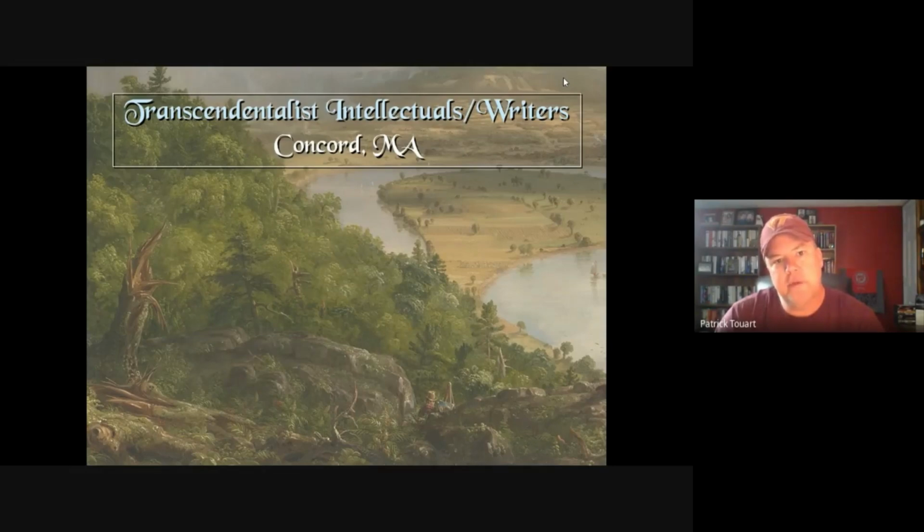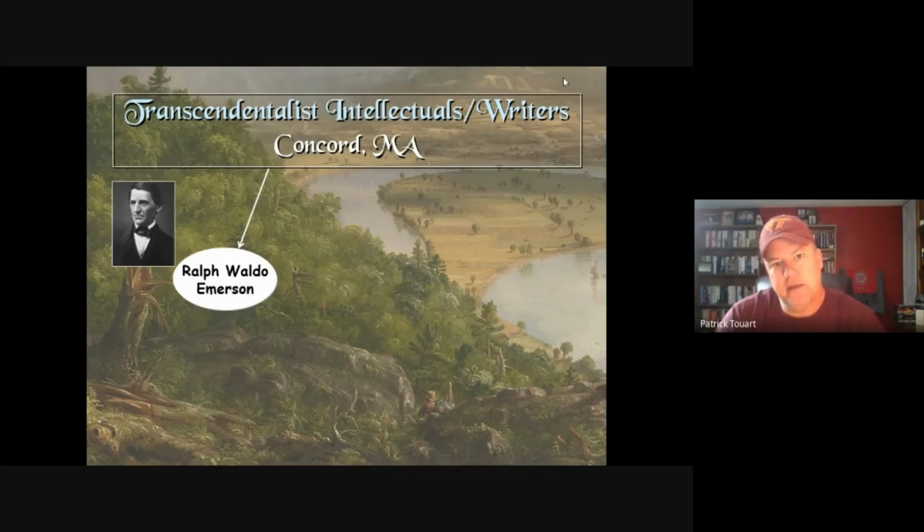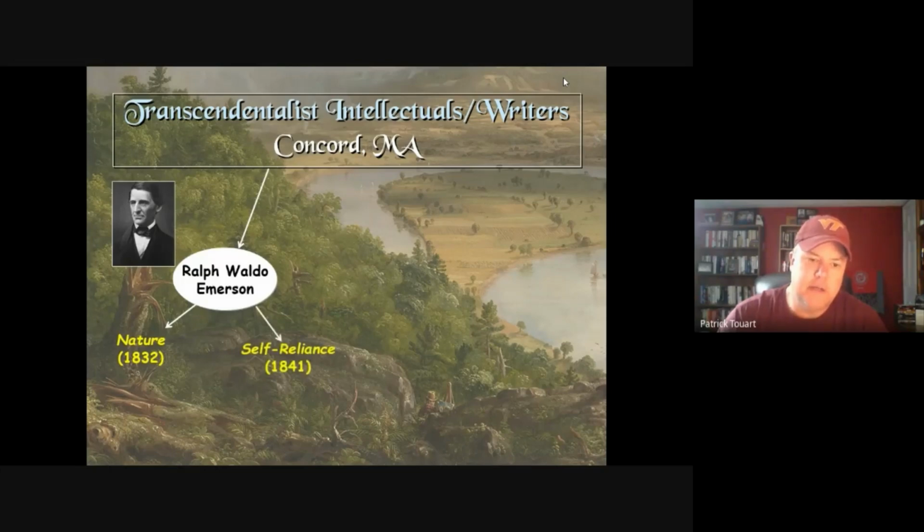And so you have these writers and these intellectuals, mostly in Massachusetts. This is where you're going to find the bulk of these writers and works that are published, starting with Emerson. Emerson is most famous for a collection that he does called Nature, and then his essay on self-reliance. And so definitely know these.